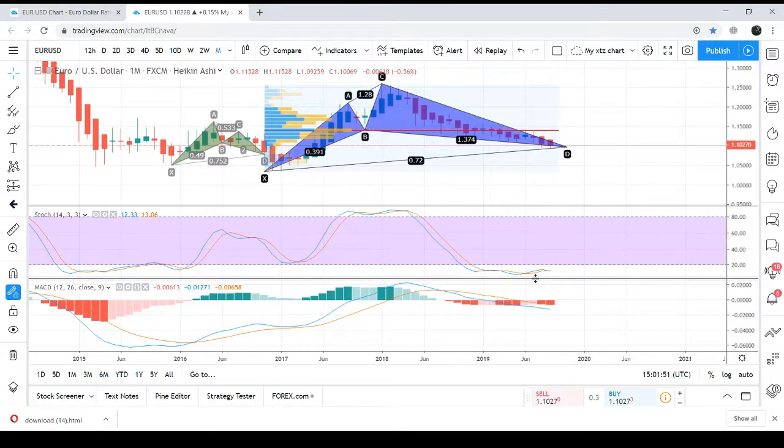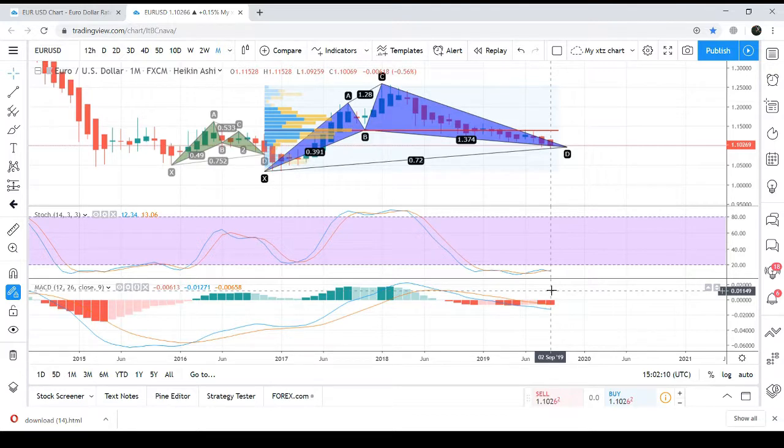So for a secure trade, we can wait either for the stochastic to give the bull cross, or we can also wait for the MACD to give a bullish signal. For example, if it turns weak bearish from strong bearish, then we can buy or enter the trade, or we can take the long position.